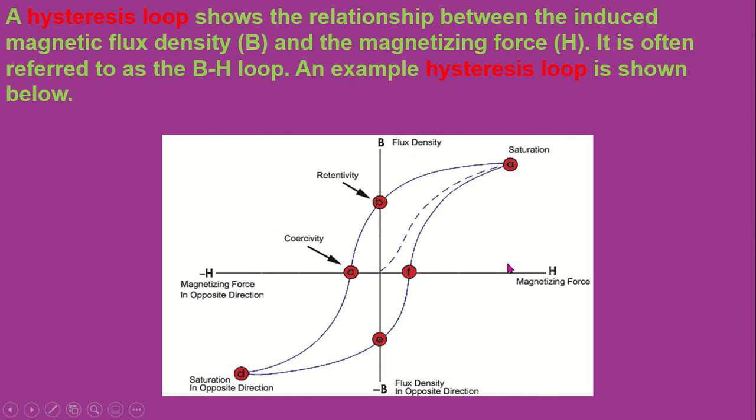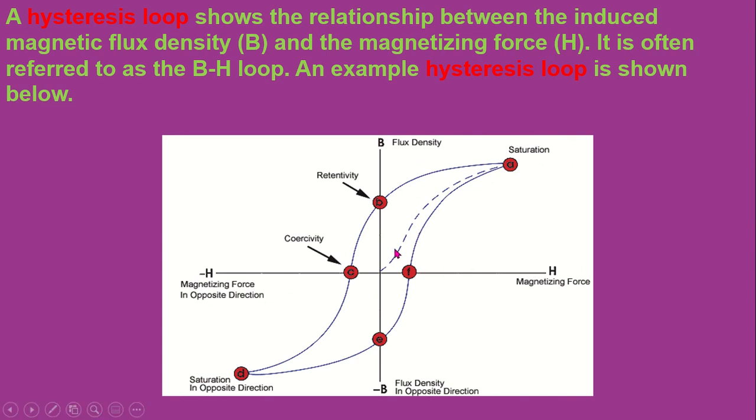Then if we decrease H to 0, you might think that if H is 0, then B also tends to 0. But we will see that is not happening. When H becomes 0, that means the magnetizing force is 0, but the magnetic flux density will decrease somewhat, and not become 0.